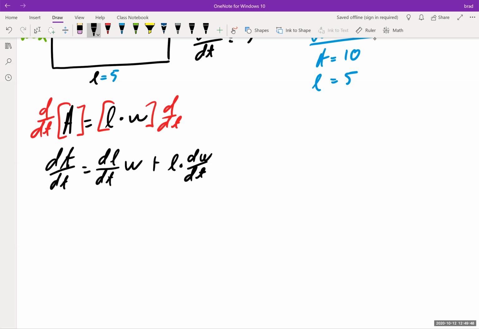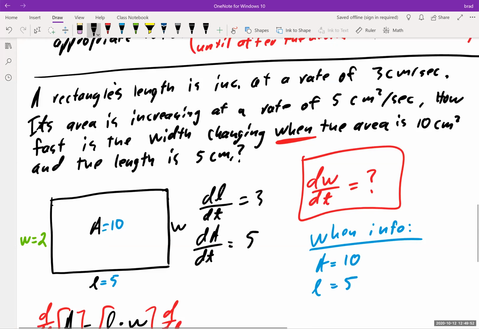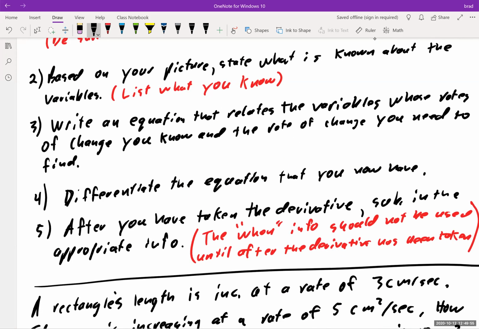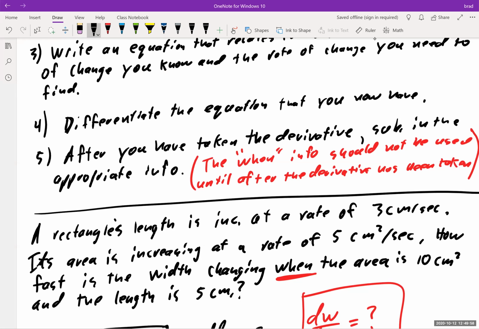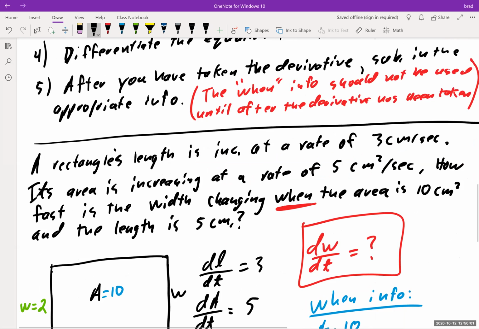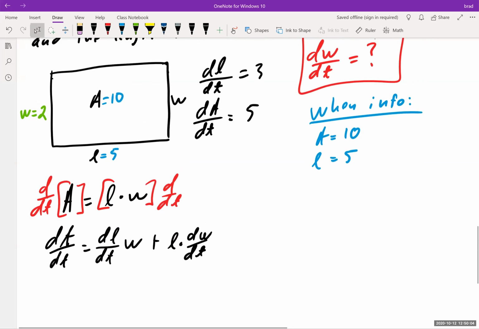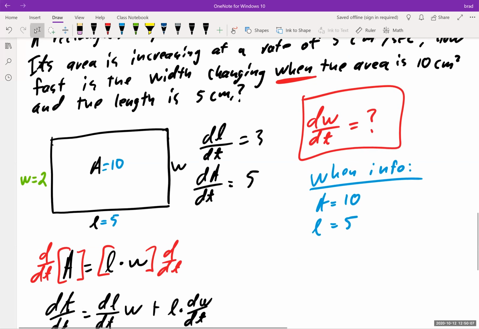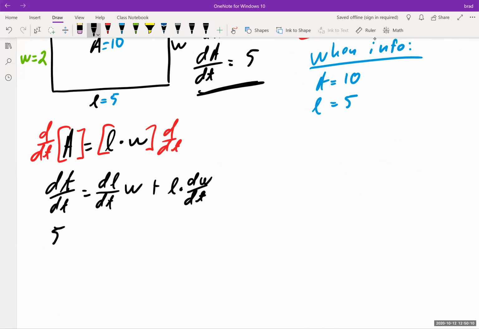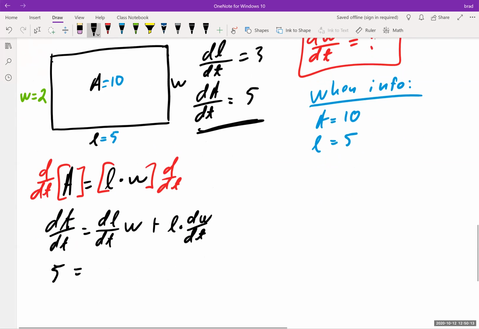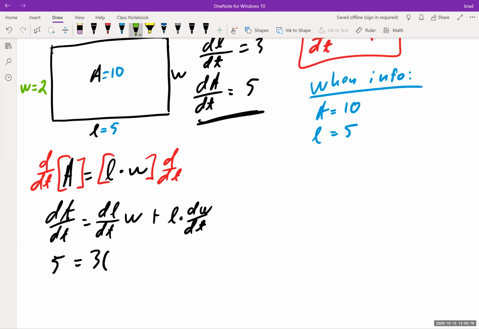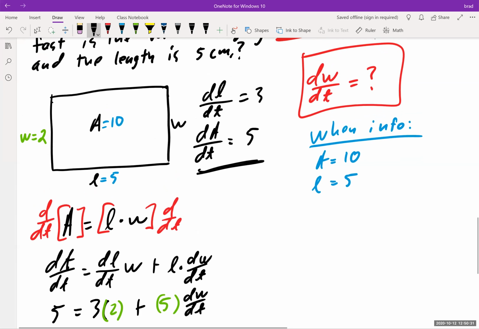Okay, so we have now taken the derivative. Once you've done that, substitute in the appropriate info. The when info can now be plugged in. So we know that dA/dt from right here is 5. dL/dt is 3, so this is going to be 3 times W. But what was W? W was the 2 from the when info, right? Plus the length, which was 5, times dW/dt, which is what we're looking for, right? We're trying to find dW/dt right here.